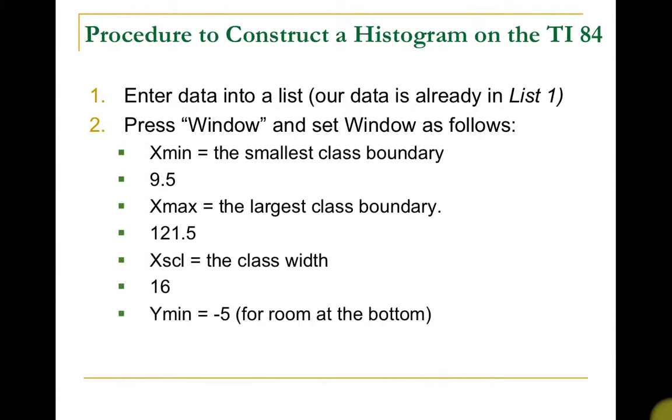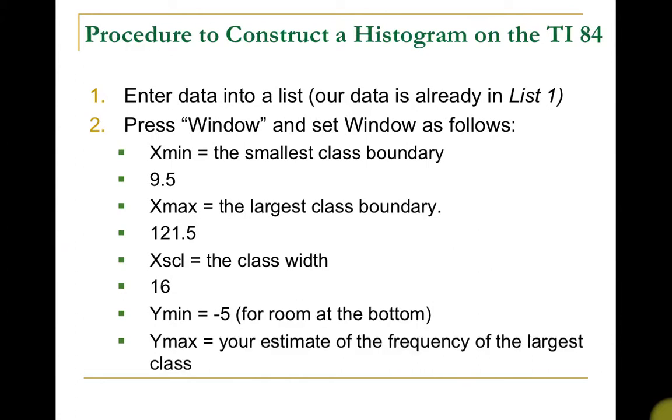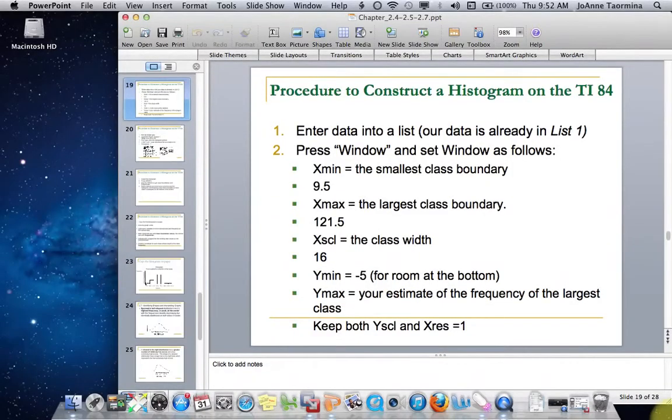Y min is -5, and the reason for this is so we have some room at the bottom of the visual display on the calculator to see the information. Y max is your estimate of the frequency of the largest class. We can always come back to these window settings and adjust them if our graph does not appear properly. Y scale and X res should be kept at 1. So let's go to our calculator.